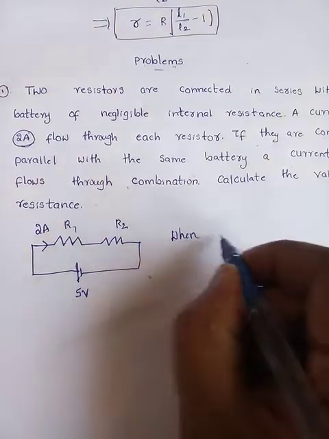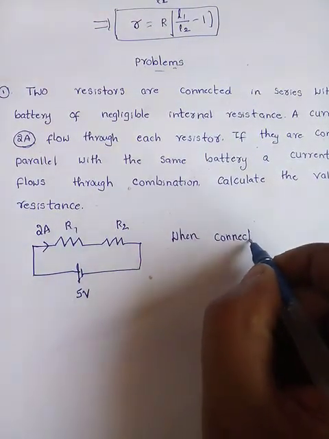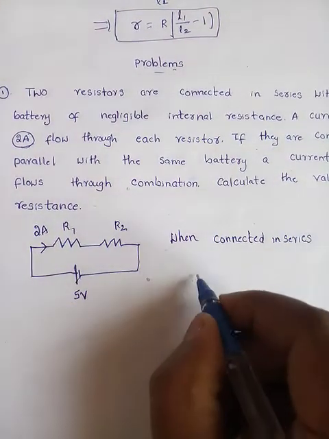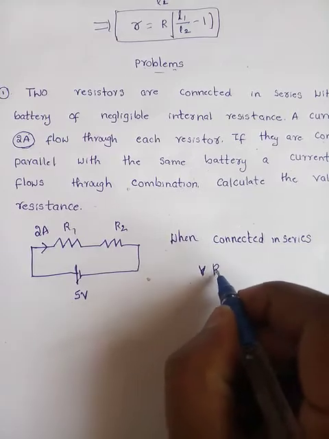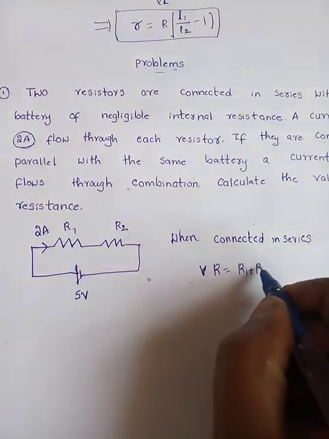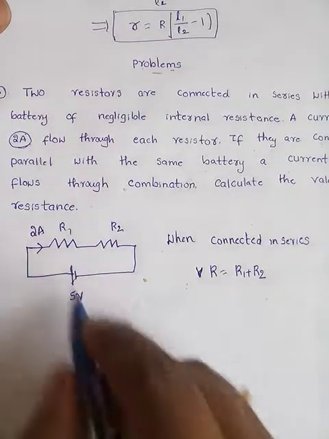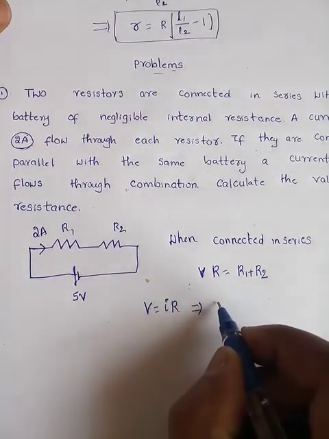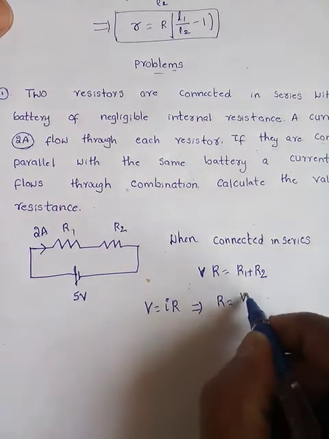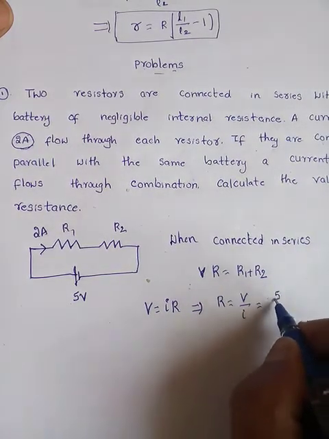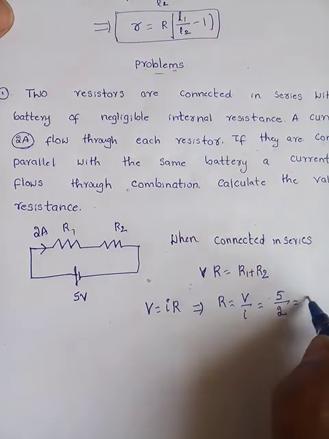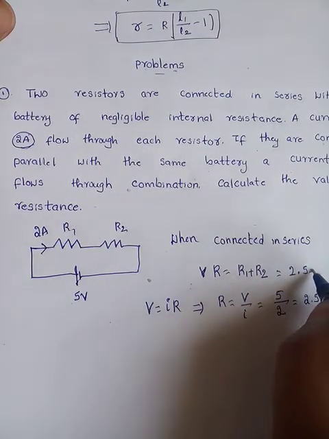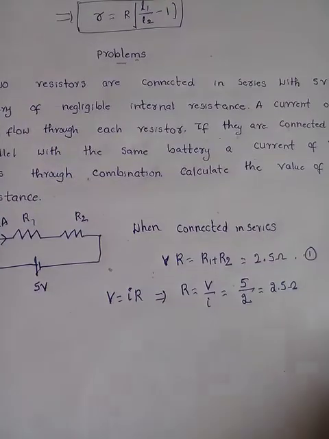Now, when connected in series, what is the formula? R equals R1 plus R2. What is this R? We will get it from here. V equals IR, that implies R equals V by I. What is V here? 5 volts. How much current is flowing? 2. So 5 by 2 is 2.5. So R1 plus R2 equals 2.5 ohms.